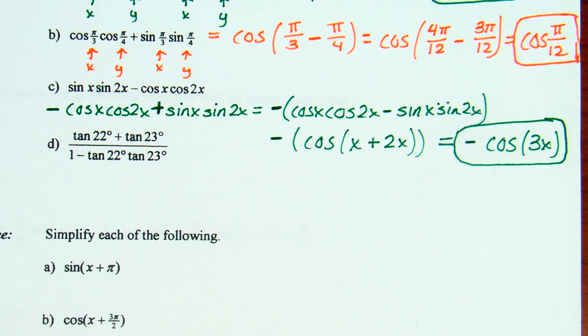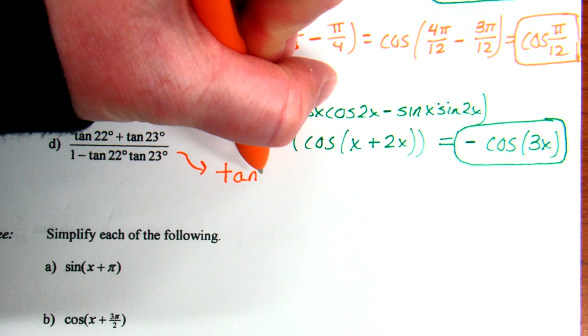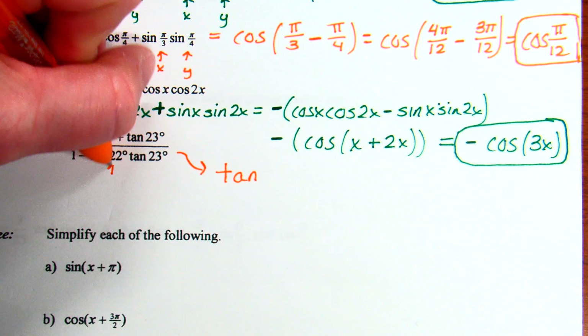Okay. So officially the directions in this section say write each of the following expressions as the sine or cosine of an angle. But D is obviously a tangent. Can it be any more obvious? So I really would require that. This is a tangent. What are my x and y values? 22 and 23. So we're going to use 22 degrees and 23 degrees.